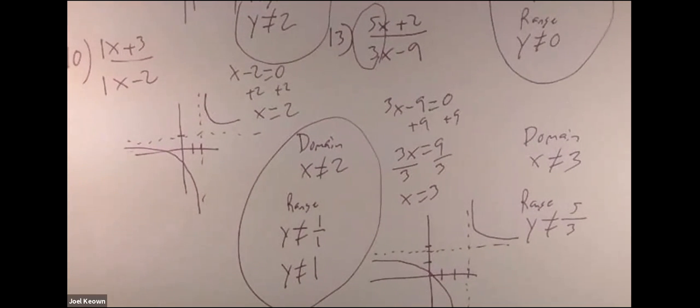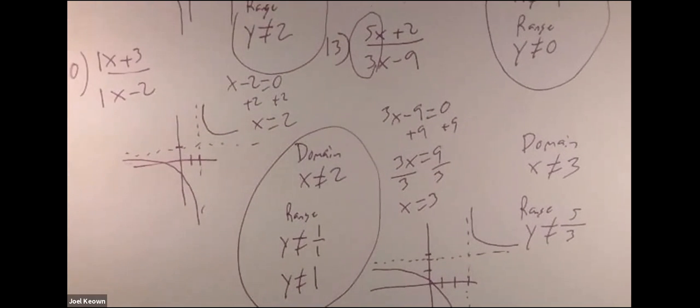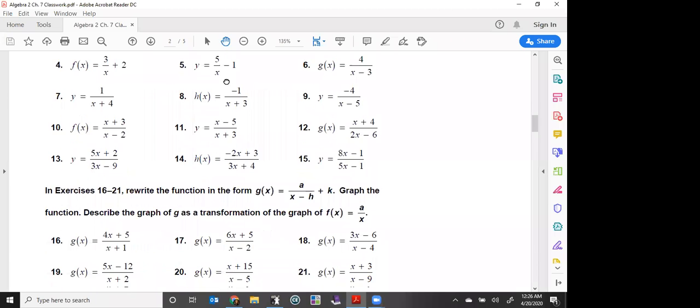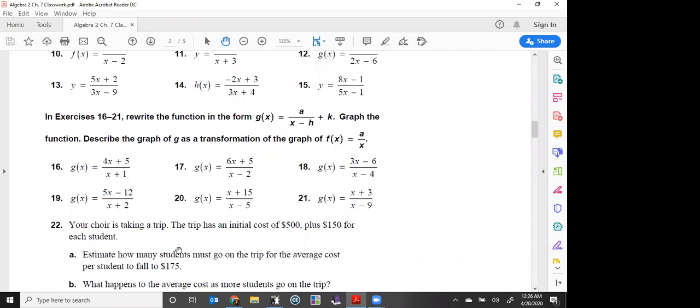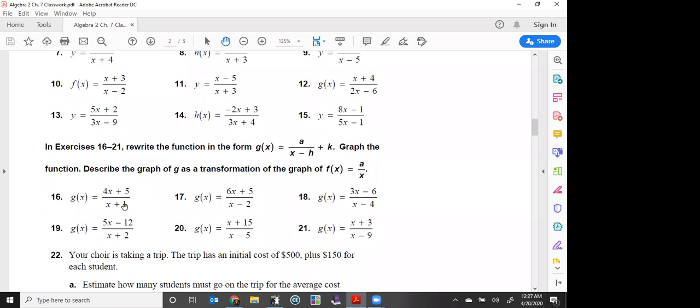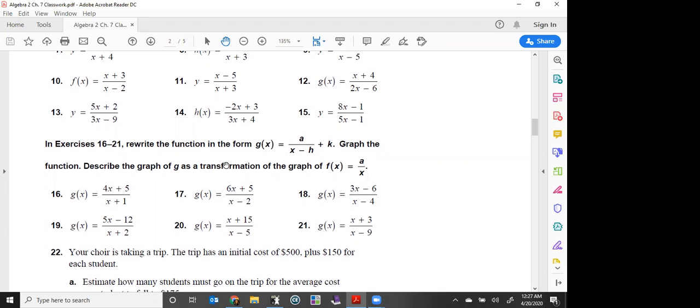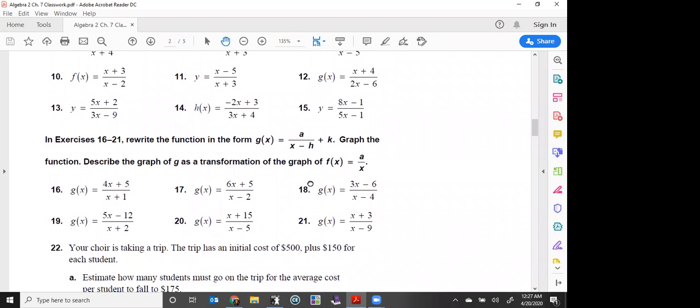Okay, that's number 13. Let's see here. If I look at the next section, they say, well, how can I go from problems like 10 and 13, the ones you just did, and change them into transformation form? That way I can actually identify what those transformations are.